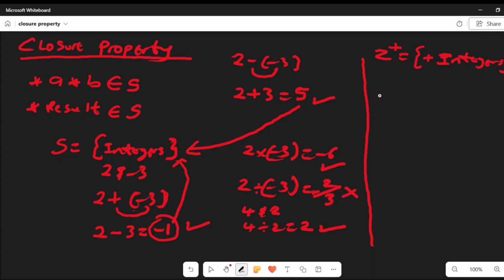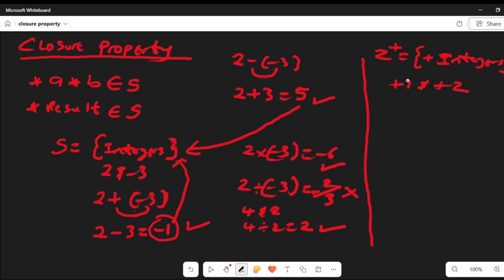Now let's test whether these positive integers are closed under division, subtraction, multiplication, and addition. We are going to choose any two positive integers randomly. Let's choose plus 1 and plus 2.